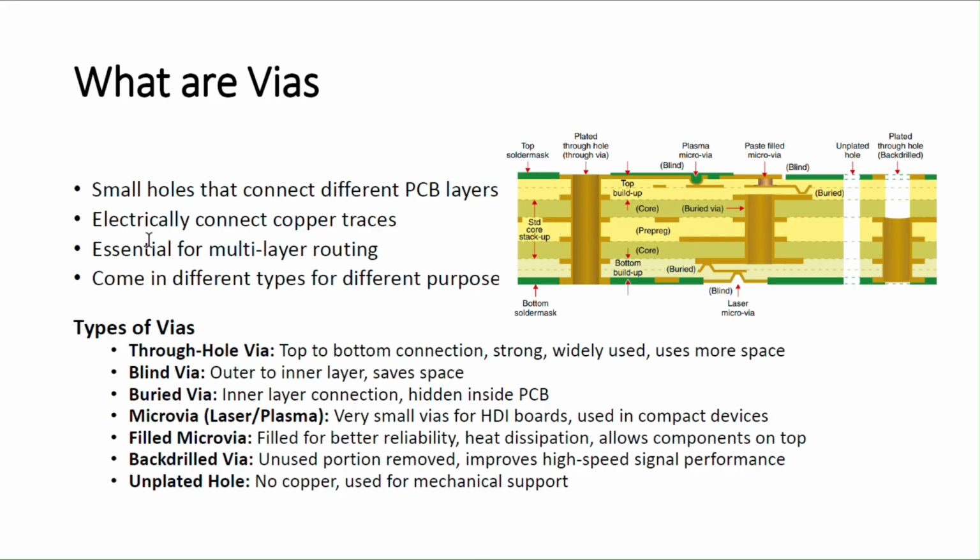So vias are very much essential for multi-layer routing. Otherwise, you cannot establish a connection between top to bottom or top to the internal layers. There are many different vias, so you need to know this, and you also need to learn how to implement these different types of vias in a printed circuit board. Each has a different kind of purpose.